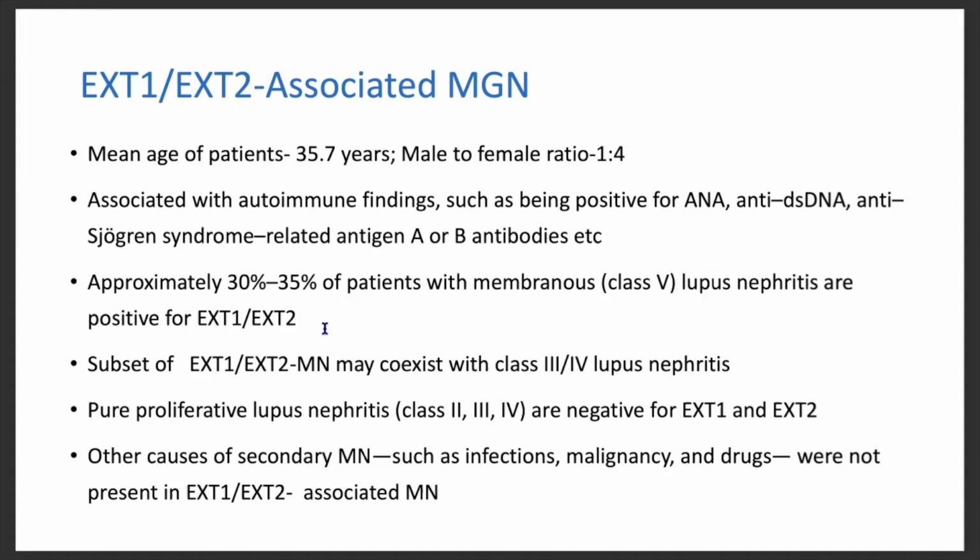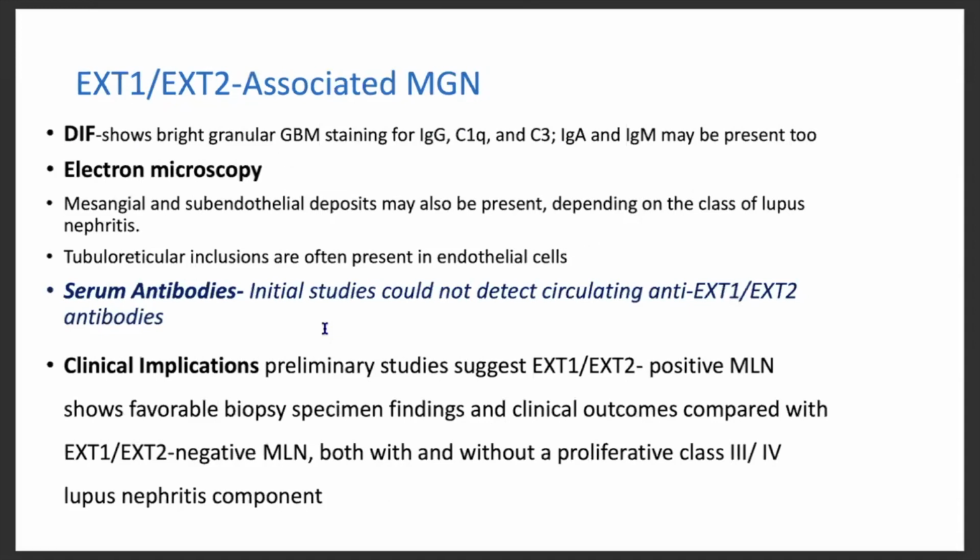In a large number of non-proliferative lupus cases, especially membranous class 5, you get exhaustion 1 or 2 staining. So if you have a case where you're not able to decide whether it is a membranous lupus or a membranous GN, and it is positive for exhaustion 1 or 2, there is a high likelihood that the whole process is autoimmune, and the patient is very likely to have an SLE-associated disease. The clinical implication of this discovery was that patients with membranous lupus nephritis who have exhaustion 1 or 2 positivity actually have better clinical outcomes compared to exhaustion 1 or 2 negative MLN. That's a very important finding.